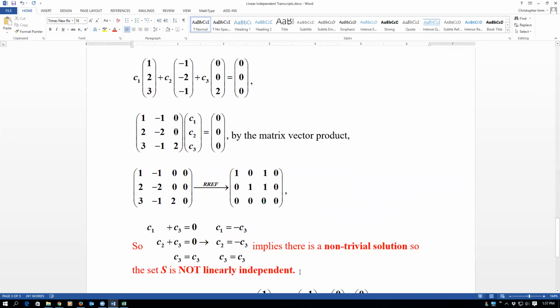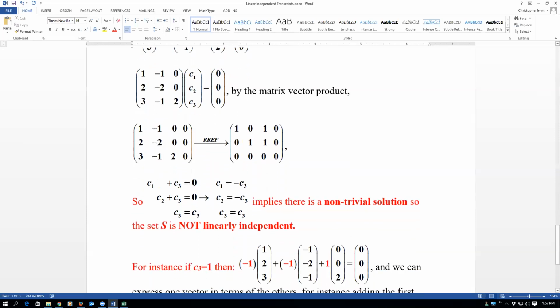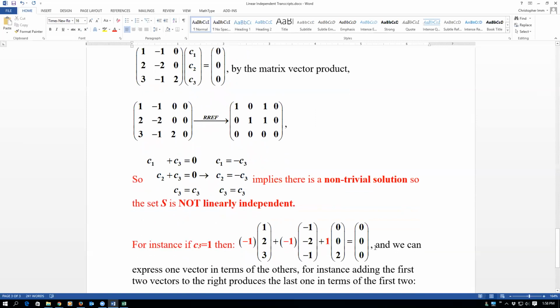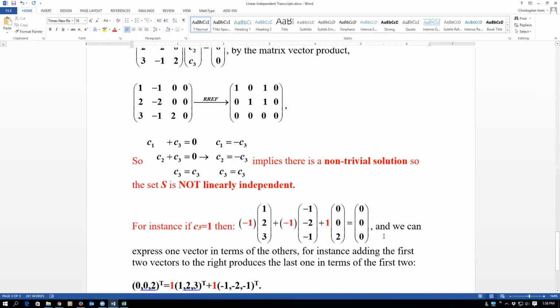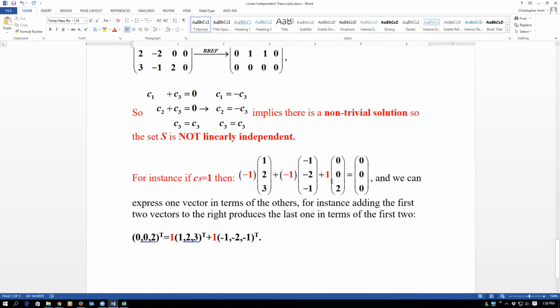In fact, if I wanted to write one in terms of the other, there's infinitely many ways I could do this. But one thing I could do is let C3 be 1, then I would have negative 1 of the first plus negative 1 of the second plus 1 of the third is equal to that 0 vector. And for instance, I could express this third one in terms of the first two by just adding those two over to the right. So now I have that the third vector is equal to 1 of these plus 1 of those. And we showed that they're not linearly independent because I can write one in terms of the other.